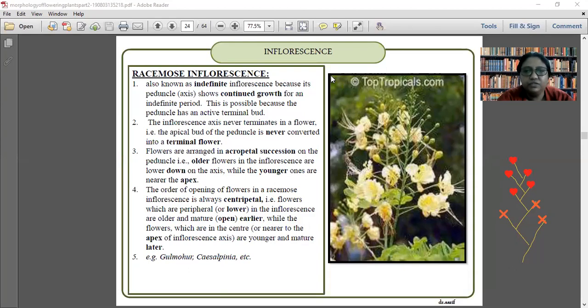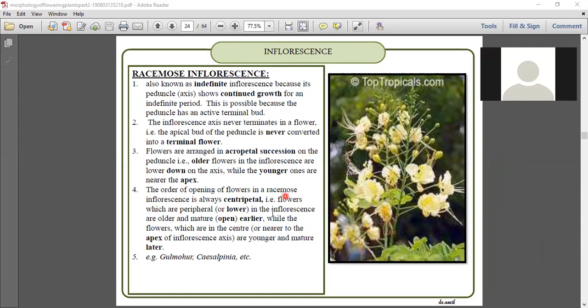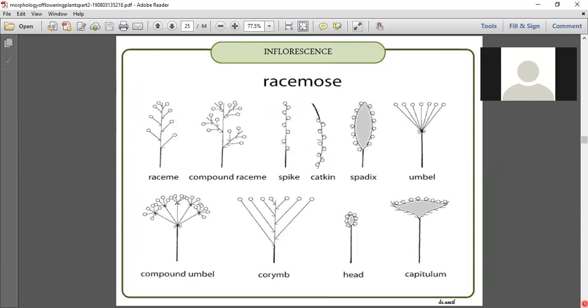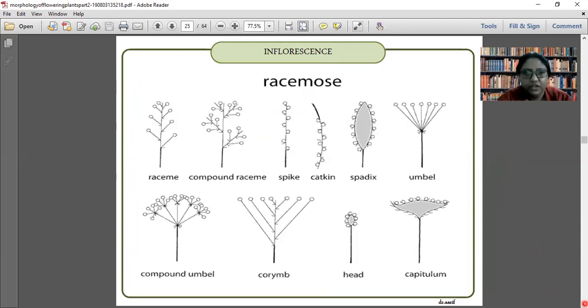Now we will see the different types. Here is one example also. So the basic idea about racemose is clear to all of you? Yes, ma'am. So we will move ahead. These are different racemose structures. You can see if there is single branching, we call it raceme. In compound raceme, there is branching once and then again there is branching.